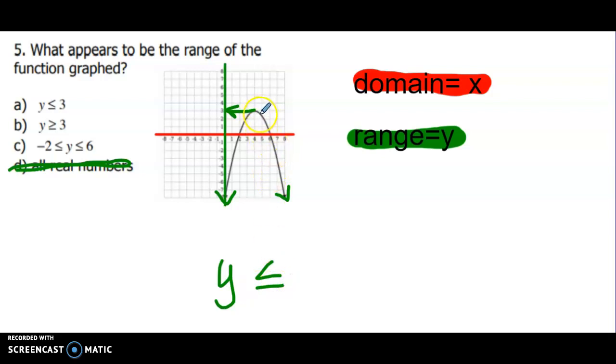Then you just see where the tip of the curve goes to on my y-axis, and it goes all the way up to 3. So for the range of this quadratic, it's going to be y is less than or equal to 3. Okay.